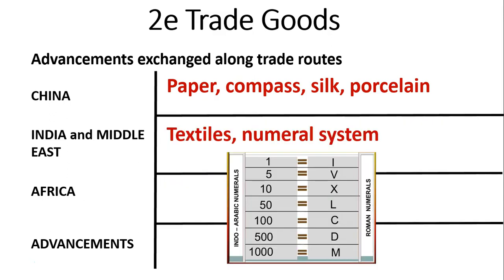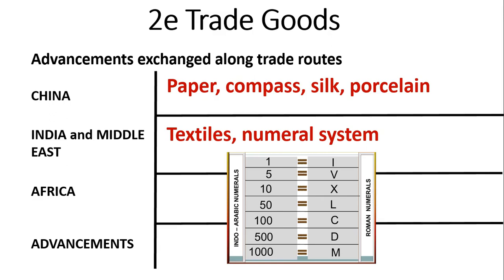Next, India and the Middle East. We have textiles, which of course are anything made from fabric, and also the numeral system. You can see the comparison of numerals here on the left-hand side of the little chart I have. It says Indo-Arabic numbers. Indo meaning Indian, Arabic meaning Middle Eastern language that's there, sometimes called Arab numbers. So those are the numbers that we use. These are not European numbers. The European numbers were actually the ones on the right named Roman numerals.